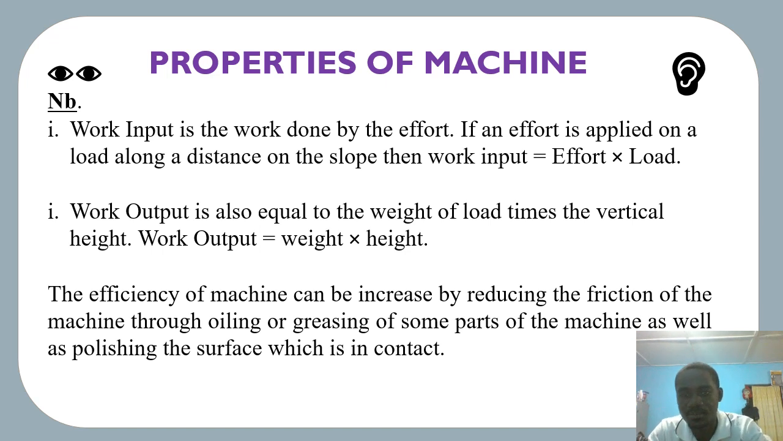The efficiency of a machine can be increased by reducing the friction of the machine through oiling or greasing of some parts of the machine, as well as polishing the surface which is in contact. So for example, when you are rubbing your palms like this, when you apply pomade within your palm and you rub it, it makes it what? Simple and easy to overcome friction. But the moment you don't apply it, moving the palm requires more work input, and because of high friction, it affects the efficiency of the machine.